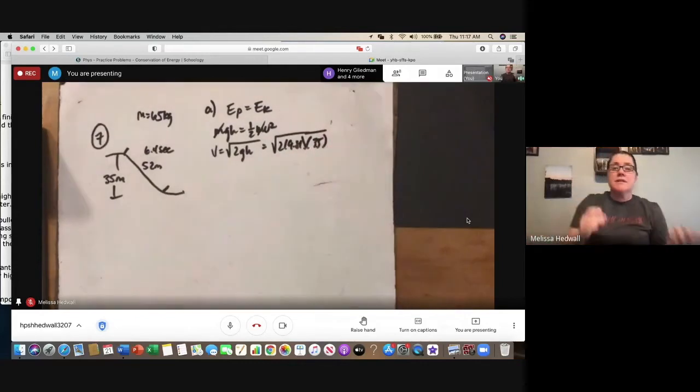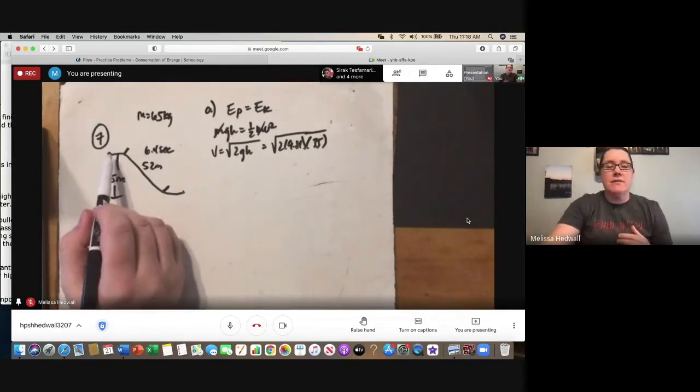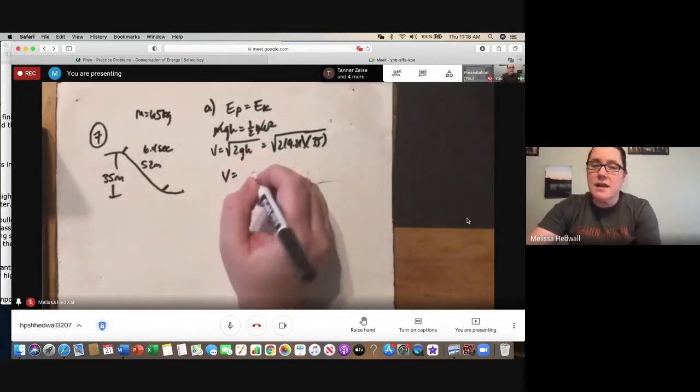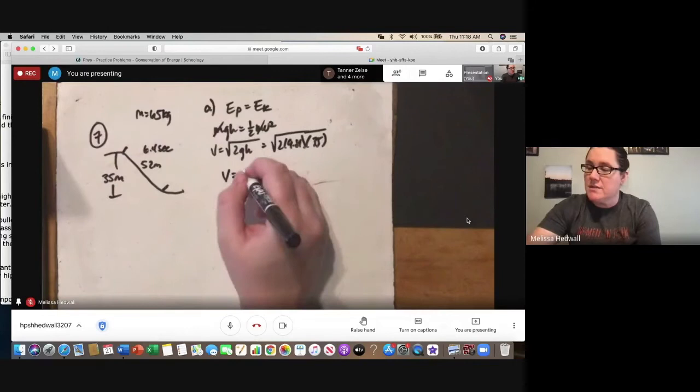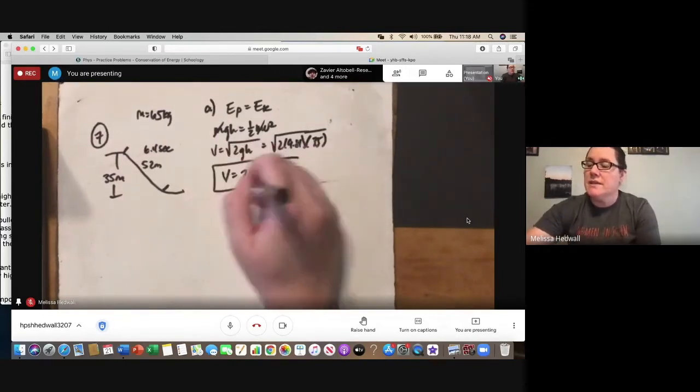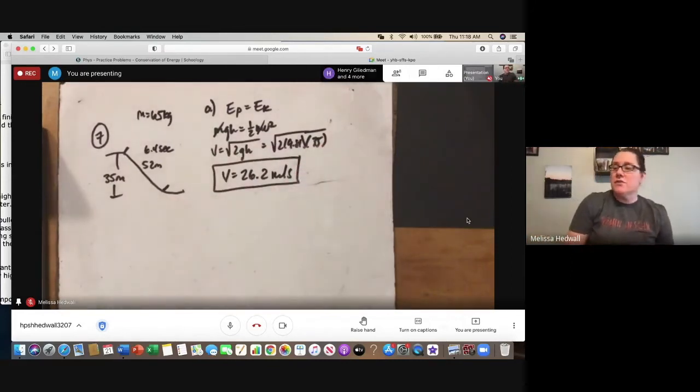So that's where we're sitting for the velocity if there isn't any friction. So if it's completely transferred from the potential energy we have at the top to the kinetic energy we have at the bottom, then the velocity that we calculate here is what it should be. So if you take this, you end up at 26.2 meters per second. If there isn't any friction and if there isn't any transfer of energy into other forms, that's how fast you're going at the bottom. Let me just double check my answer. Yep, it's rounded to 26.2 here.